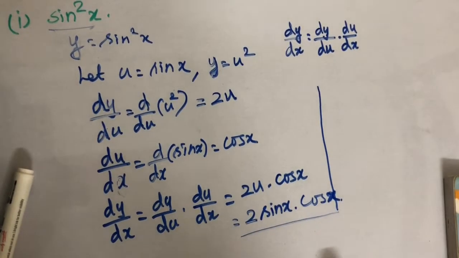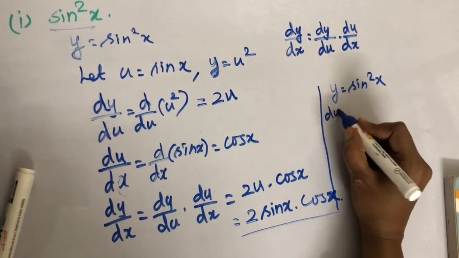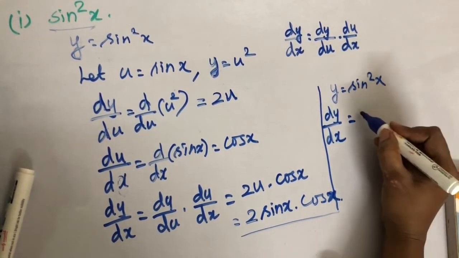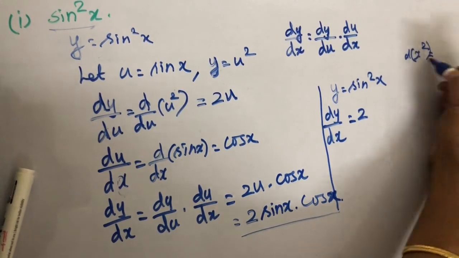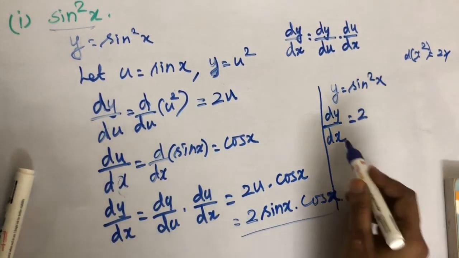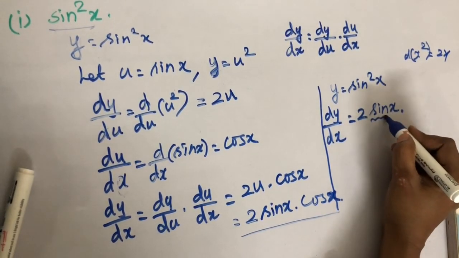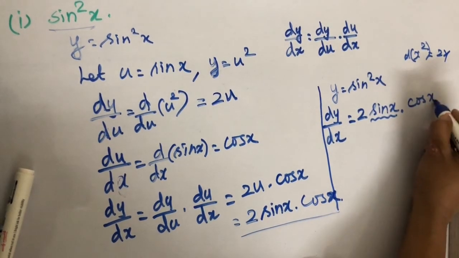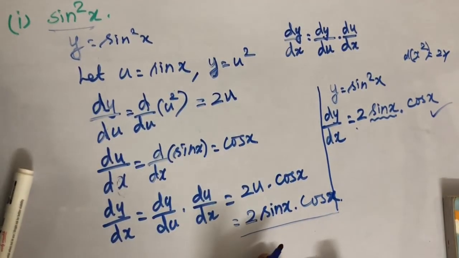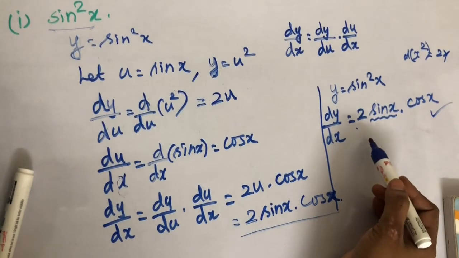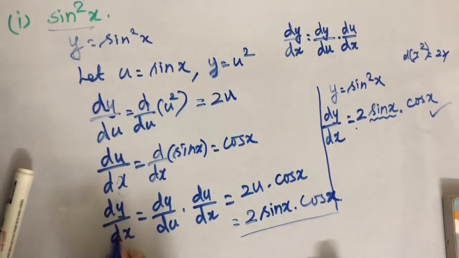If we want to solve this directly, y is equal to sin square x, dy by dx is 2 sin x. If it is x square, I will tell the differentiation is 2x, isn't it? So for sin square x, it is 2 sin x. Then, what is the differentiation of sin x? It is cos x. So 2 sin x cos x, you can write it directly also, but this method you should know. For easy questions, you can do it directly, but you cannot solve all problems with the direct method. So you should know the chain rule.